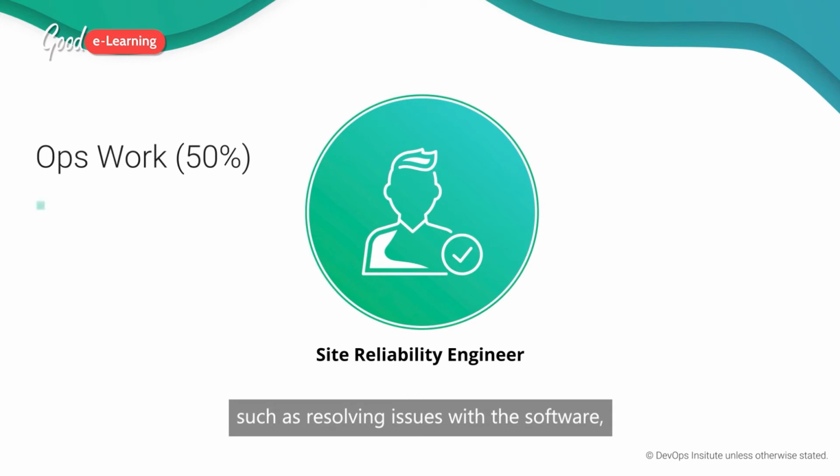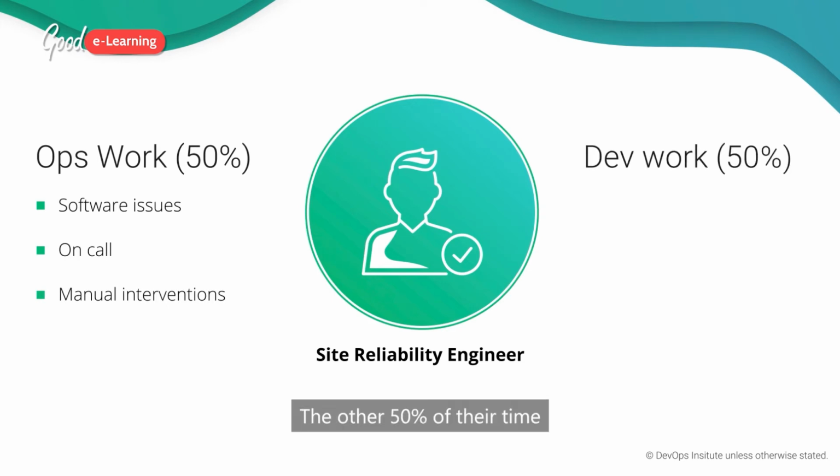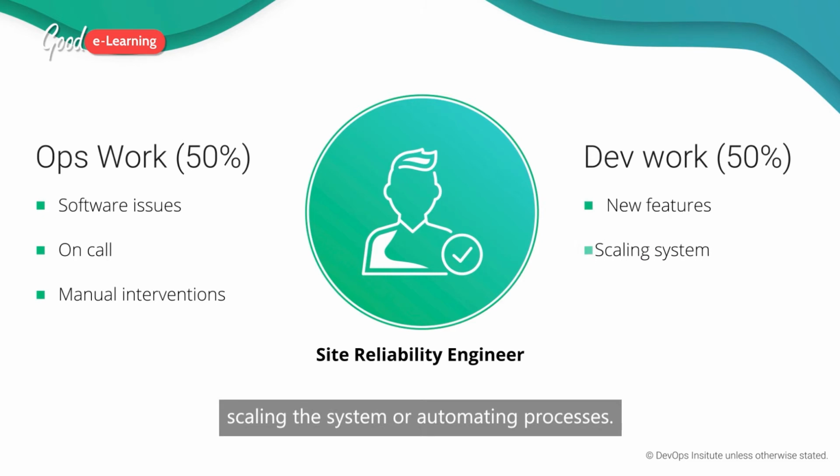An SRE, or Site Reliability Engineer, spends half of their time doing traditional ops tasks, such as resolving issues with the software, being on call to solve user problems, and intervening in the system manually. The other 50% of their time is spent developing new software features, scaling the system, or automating processes.